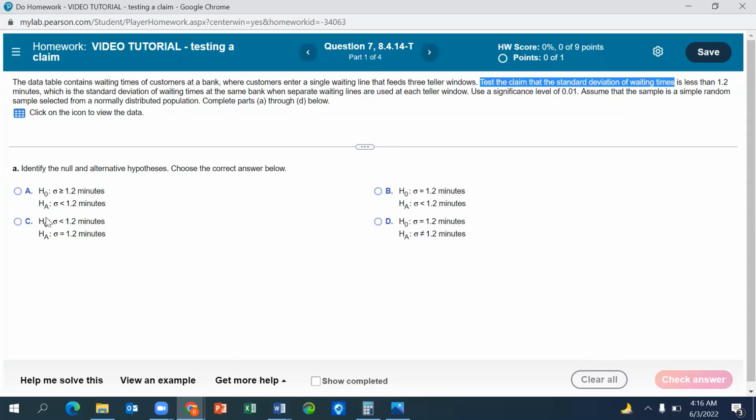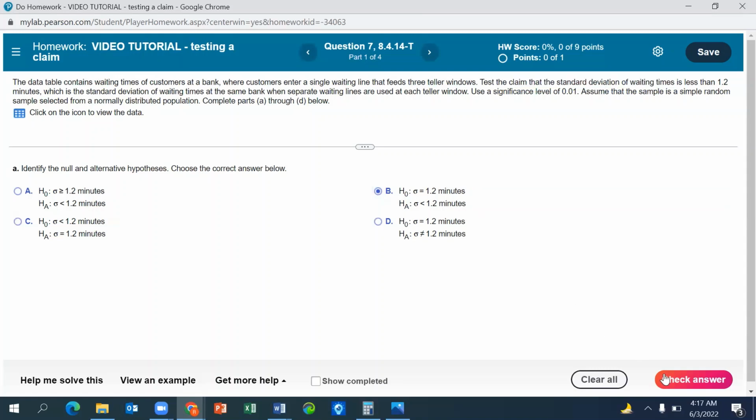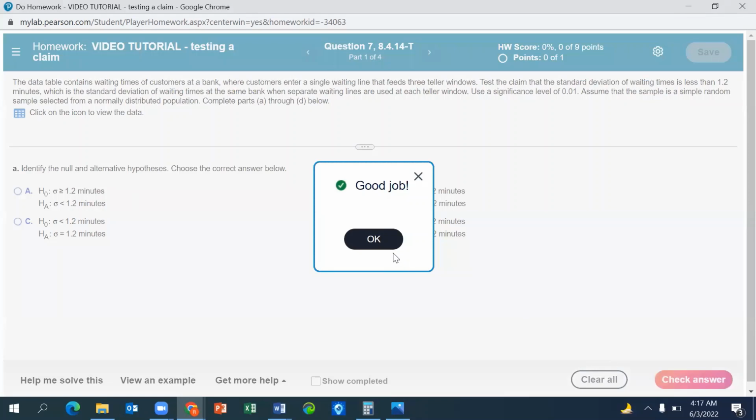So it cannot be part A, because the alternative hypothesis is standard deviation is less than 1.2, so that's correct. However, the null hypothesis is wrong. In the null hypothesis, the parameter is always equal to a number. So the right answer must be part B: the standard deviation equal to 1.2, and the standard deviation for the alternative is less than 1.2. So this is part B. This is the right answer. Let's check our answer. Okay, so that's correct.